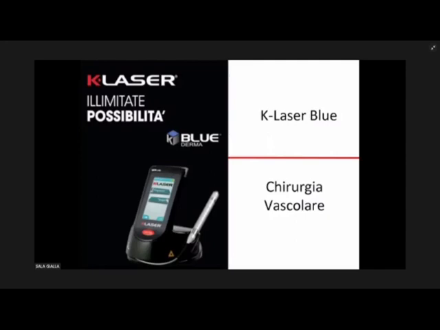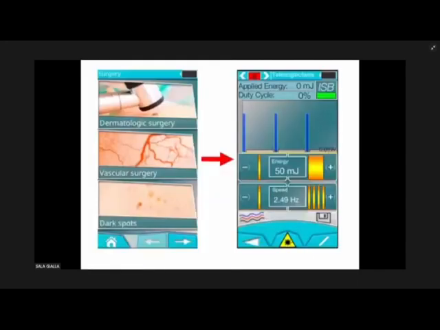Another possibility of K-laser is the use of blue light for vascular surgery. Vascular surgery may be used for superficial problems, angiomas, angioplasties. In this screenshot, you can see that we have a menu devoted to vascular surgery for the lesions that need to be treated. You will change the laser point because the length of action will change.